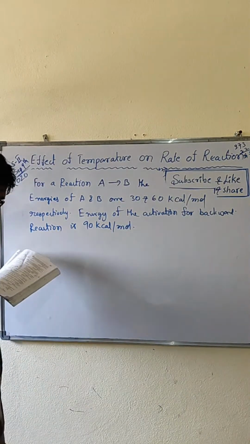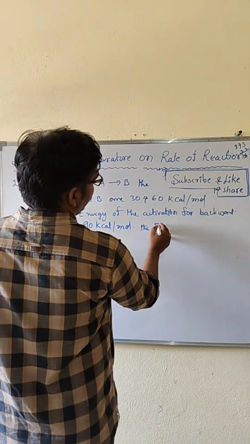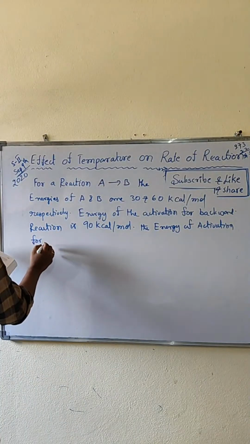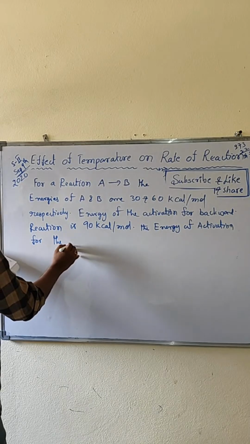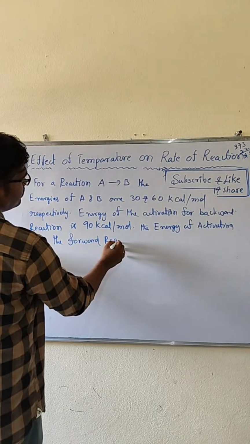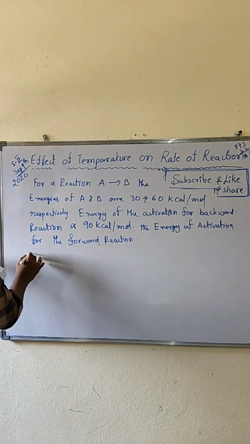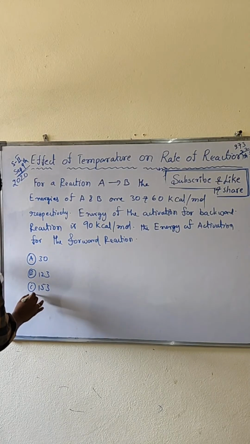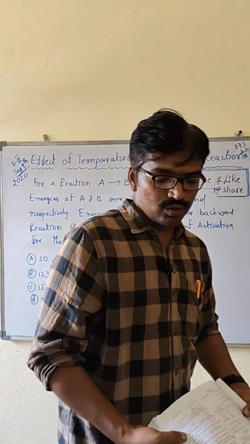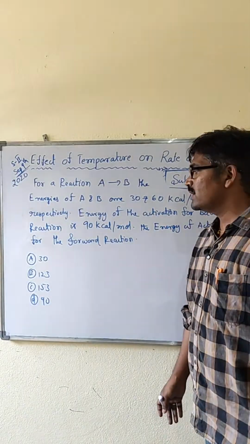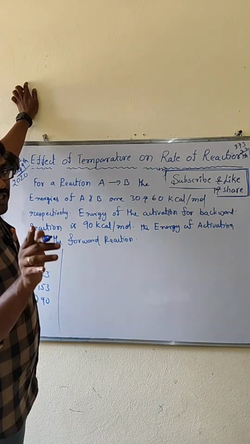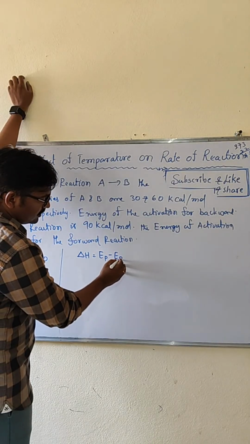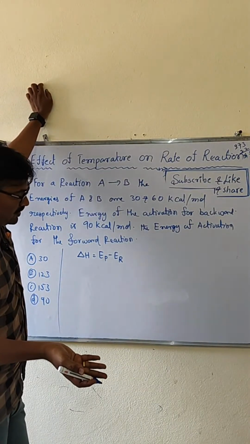All are kilocalories only. The energy of activation for the forward reaction is? Options given are A 30, B 123, C 153, D 90. Observe the question carefully. To find out the enthalpy of reaction, there is a relation with activation energy. So delta H equals enthalpies of products minus enthalpies of reactants.